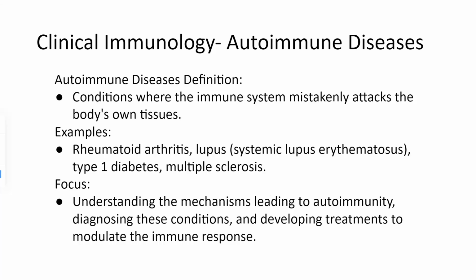Examples of autoimmune diseases are rheumatoid arthritis, lupus, also known as SLE or systemic lupus erythematosus, type 1 diabetes, multiple sclerosis, and there's many more. The focus of autoimmune disease immunology would be understanding the mechanisms leading to autoimmunity, diagnosing those conditions, and developing treatments to modulate the immune response so that our immune response stops attacking ourselves.